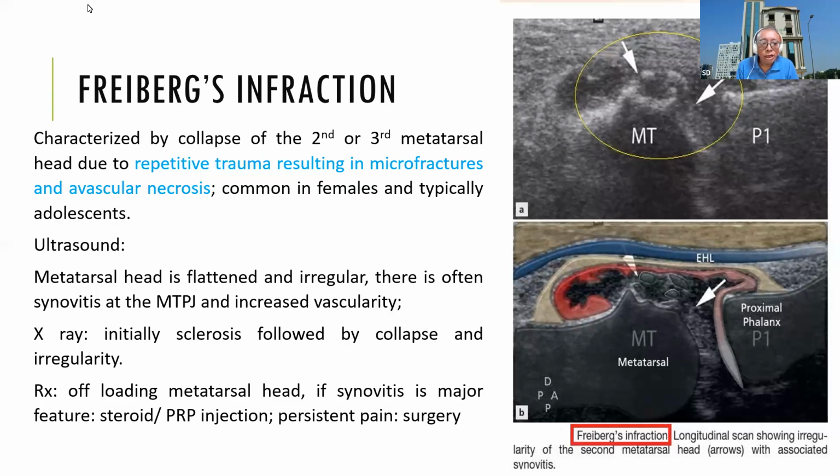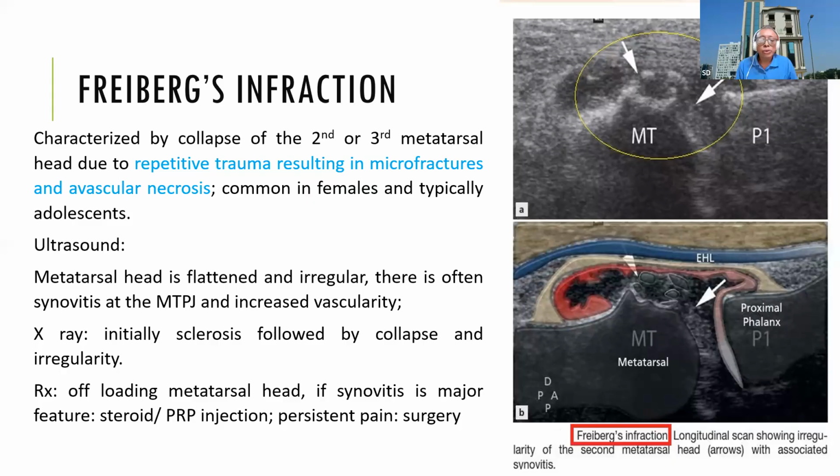If you see the ultrasound picture, you may be able to see irregularity in the head of the metatarsal, and this is the phalanx. This is the first metatarsophalangeal joint. If you look carefully, over the head of the metatarsal you can see bony irregularity. So this is a typical picture of the initial or acute phase of Freiberg's infraction. And always remember, it always involves the second or third metatarsal head.